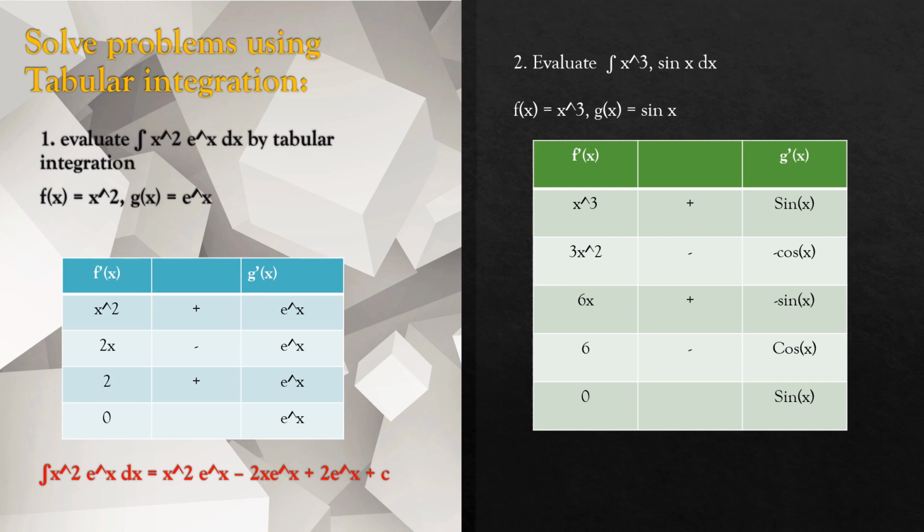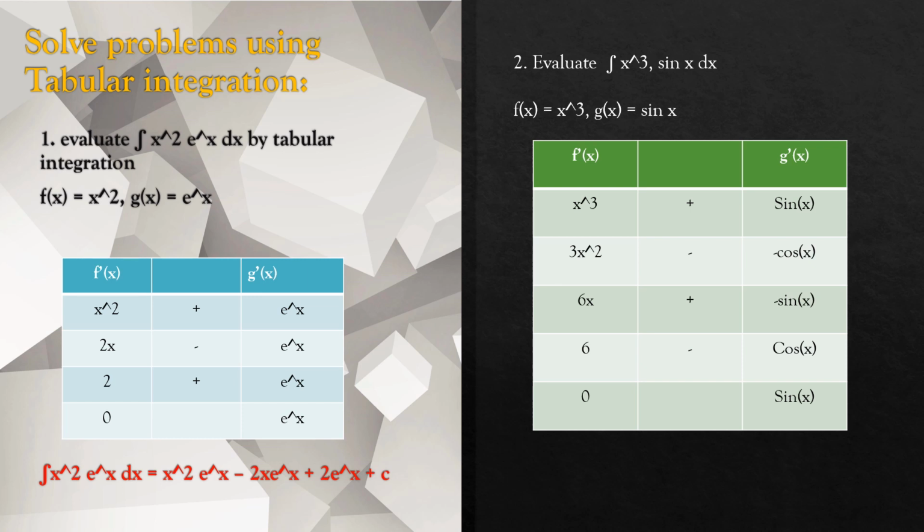Next we have the integral. The integral of sine x is negative cosine x. The integral of negative cosine x is negative sine x, since the integral of cosine x is sine x. Then the integral of negative sine x is positive cosine x, since negative times negative is positive. Next, the integral of cosine x is sine x.